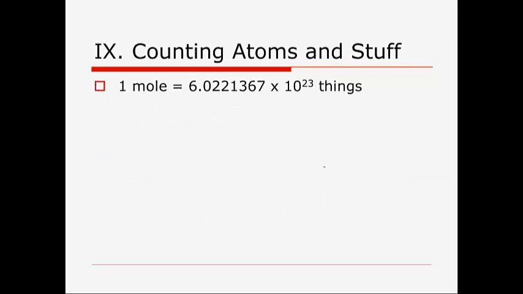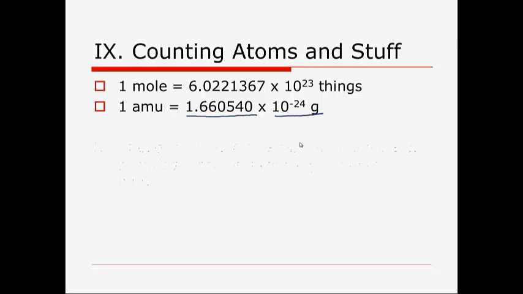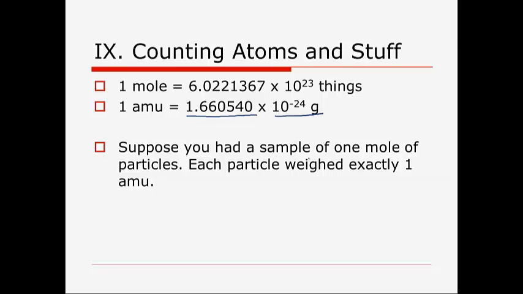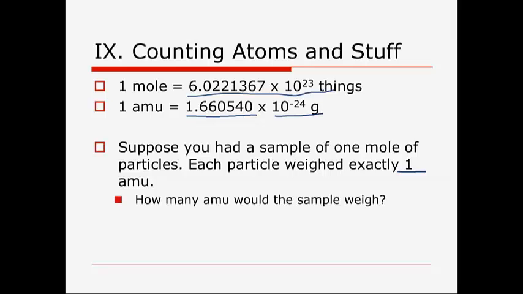Okay. Now, 1 AMU. Remember this from the last lecture. 1 AMU was 1.660540 times 10 to the negative 24th grams. Okay, so suppose you had a sample of 1 mole of particles, and each particle was exactly 1 AMU. That means you had this many particles. Okay, how many AMUs would the sample weigh?